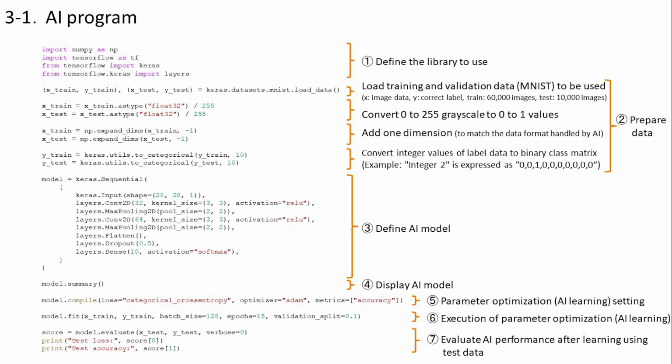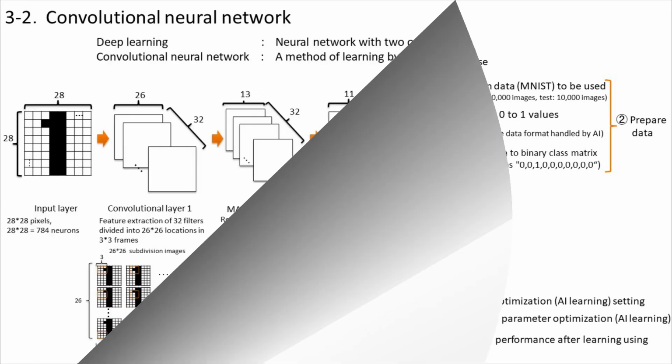The third defines the AI model, and the fourth shows it. The fifth is to set the parameters for learning, and the sixth is to actually learn and optimize the weight and threshold parameters of each neuron. Finally, the seventh shows the accuracy rate and the value of the loss function with the validation data, that is, the new data that has not been trained. The third and subsequent points are important for understanding the mechanism of AI, so we will understand in detail in the following slides. Move on.